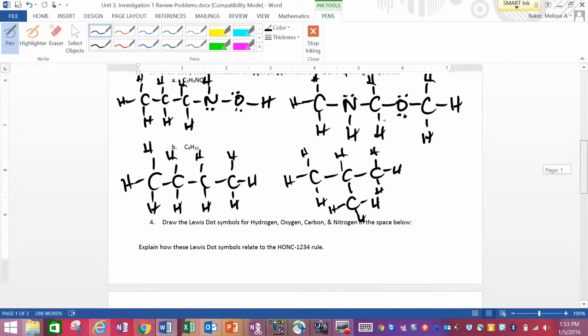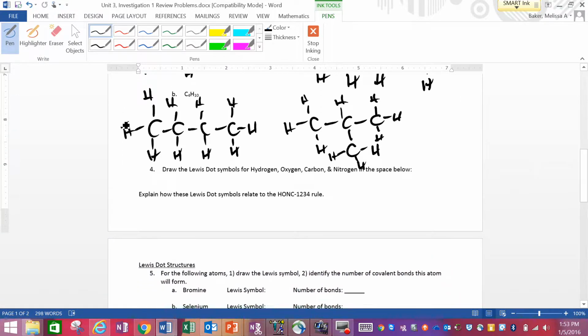Number 4, draw the Lewis dot symbols for the HONC elements. Hydrogen has 1, oxygen has 6 valence electrons. I'm getting these from the group number, like oxygen's in group 6A. So I go around in a clockwise direction until I've done 6. There are 2 lone electrons. Carbon, 4. So 1, 2, 3, 4 valence electrons. Nitrogen's in group 5A, so 1, 2, 3, 4, 5 valence electrons.